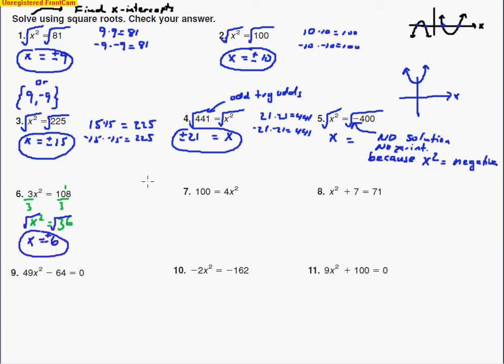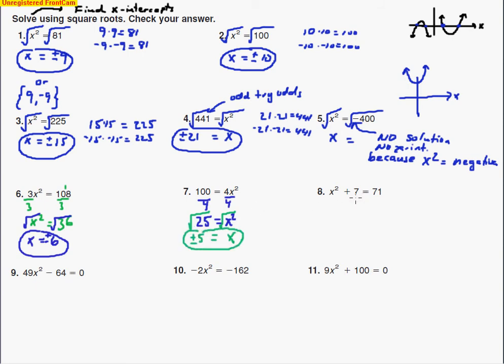For the next problem, we are going to do the same sort of thing. We're going to end up having to divide by 4 on both sides. And when we do that, we're ending up with 25 equals x squared. And so from that point, all we're going to do is take the square root of both sides. So x ends up equaling plus or minus 5.